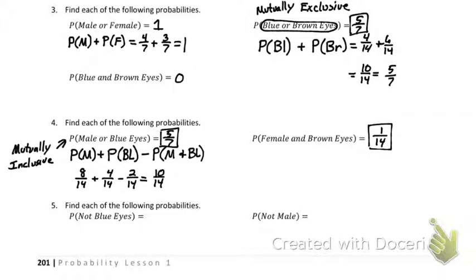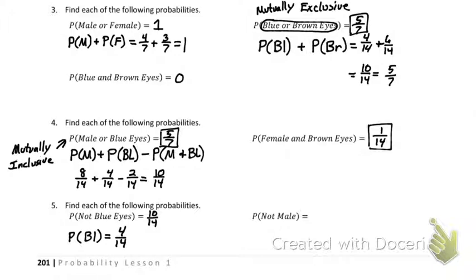All right, let's talk about our complements again. So if I ask you what's the probability of not blue eyes, what I'm probably going to find usually easier is what's the probability of having blue eyes. And we said the probability of having blue eyes is 4 over 14. If I know the probability of having blue eyes is 4 over 14, what would the probability of not having blue eyes be then? 10 over 14. Perfect. They're complements. These two things are complements. Blue eyes, not blue eyes.